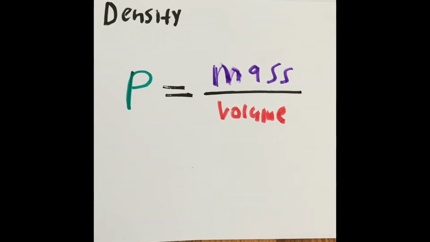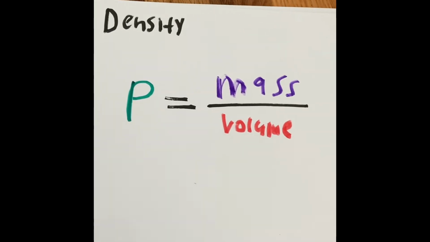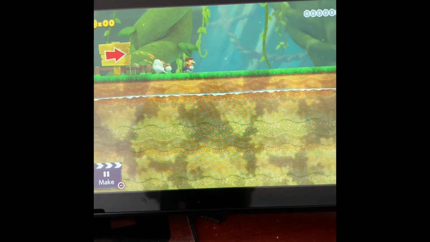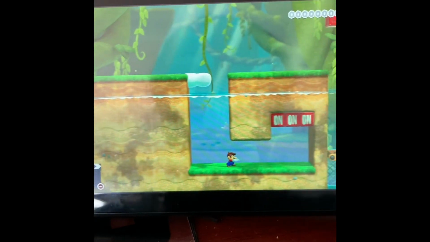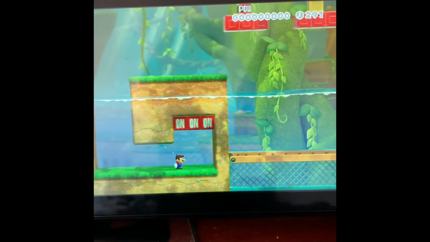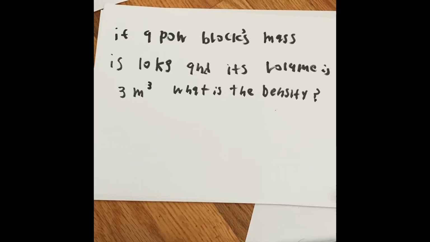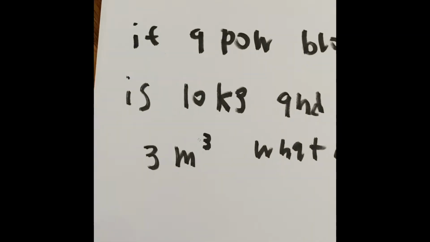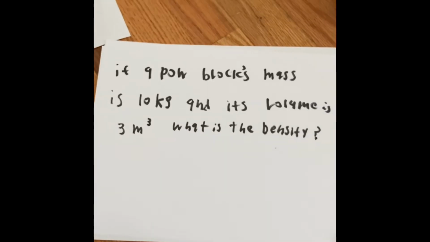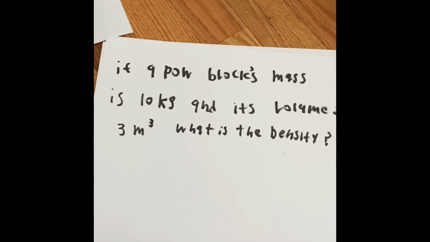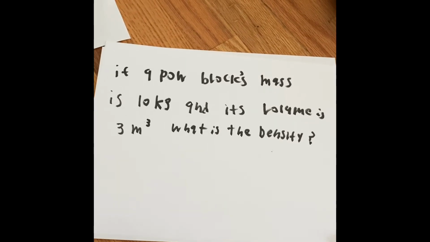So we are going to use an example of when we would use this. If a POW block's mass is 10 kilograms, so the particles within it make up 10 kilograms, and the volume, or how much it holds, is 3 meters cubed, what is the density?